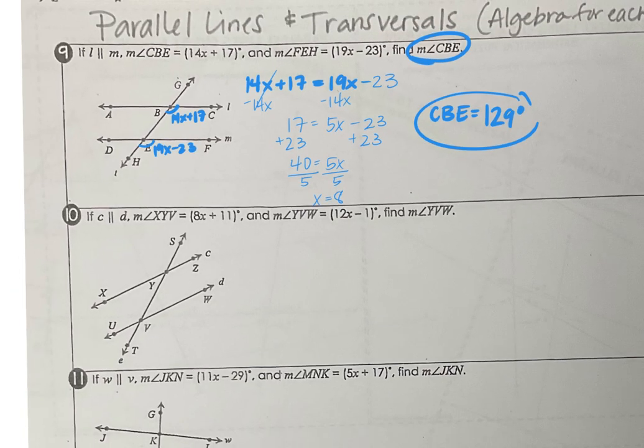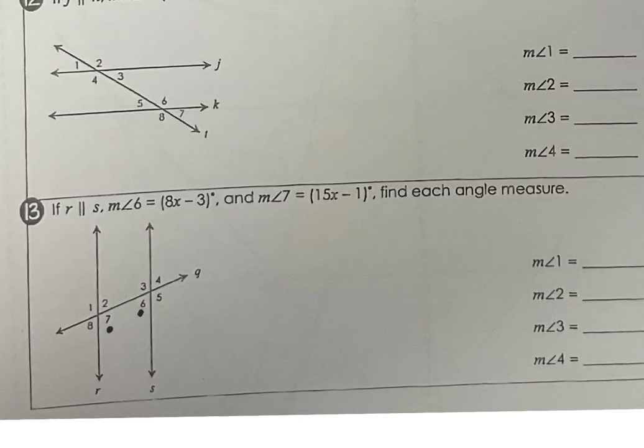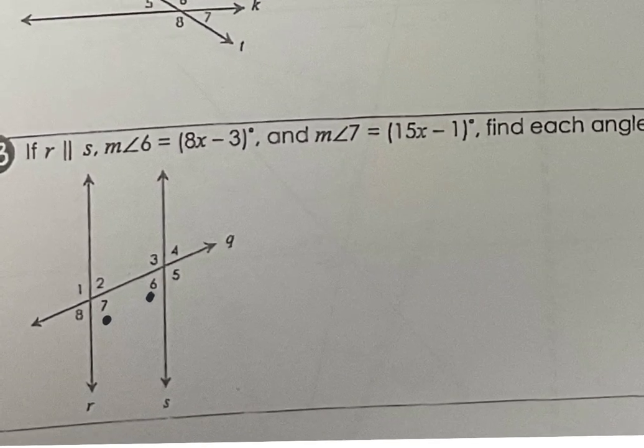All right. Let's go down to number 13 real fast. Okay. 13 says, same idea. They tell us the measure of angle 6 is 8x minus 3. Measure of angle 7 is 15x minus 1. What is the relationship between angle 6 and 7? Okay, same side interior. So they're set equal to 180. So we say 8x minus 3 plus 15x minus 1 equals 180. I'll let y'all get a head start on solving it.